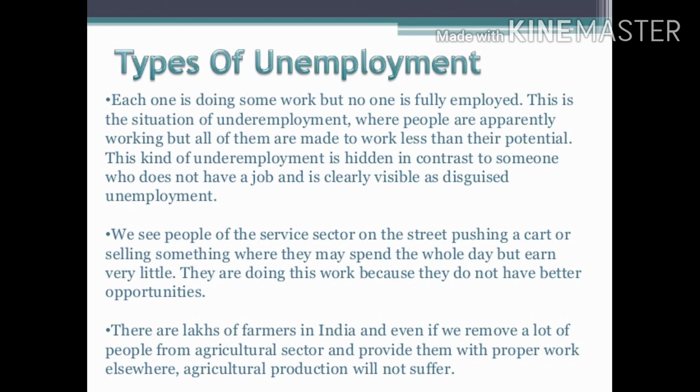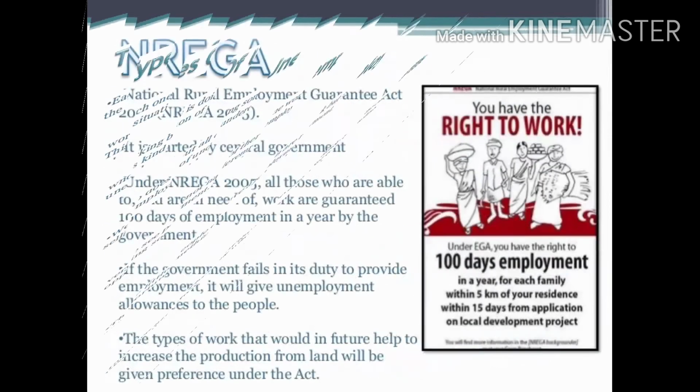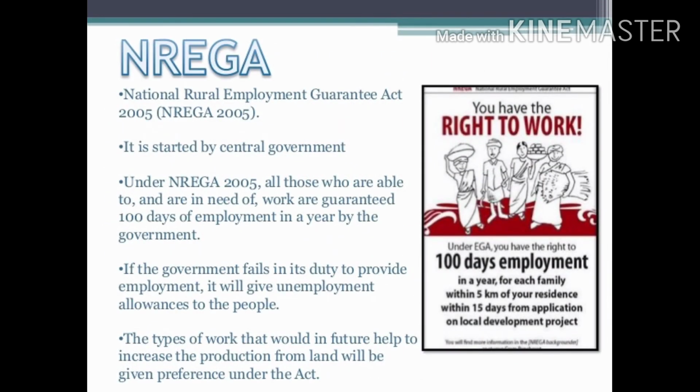So unemployment is a great problem in India nowadays. More than 27% of people are unemployed nowadays in our country India. So the National Rural Employment Guarantee Act 2005 was started by the central government. Under the NREGA 2005, all those who are able to and are in need of work are guaranteed 100 days of employment in a year by the government to reduce unemployment in rural and urban areas.